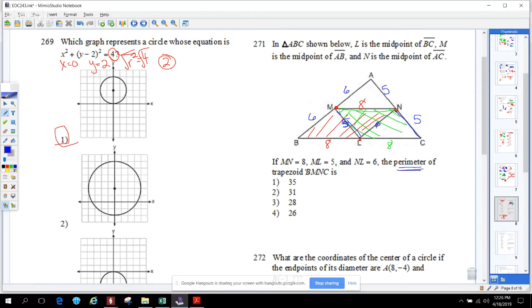Now, here's where they're going to trick you. They want the perimeter of BMNC. So BMNC is only down here, so these are the only numbers we're adding. 5 plus 8 is 13, plus 6 is 19, plus 8 is 27, plus 8 is 35. So they might try to trick you. They didn't put in the whole triangle. So make sure you read and do what they ask you specifically to do.